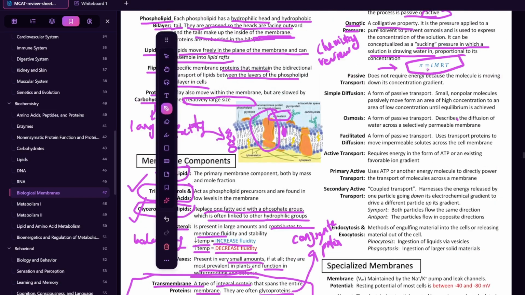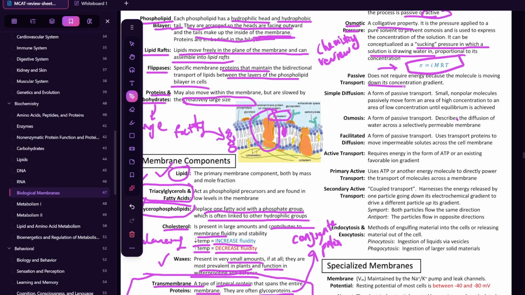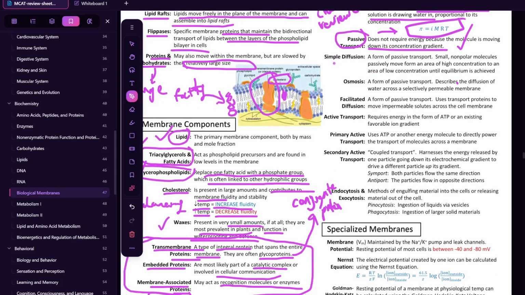Passive transport does not require energy because the molecule is moving down its concentration gradient. So if you follow your concentration gradient, then it's passive. An example of passive transport is simple diffusion. It's a form of passive transport. Small nonpolar molecules passively move from an area of high concentration to an area of low concentration until equilibrium is reached. Osmosis is basically simple diffusion, but for water, that's how I like to think of it. It describes the diffusion of water across a selectively permeable membrane.